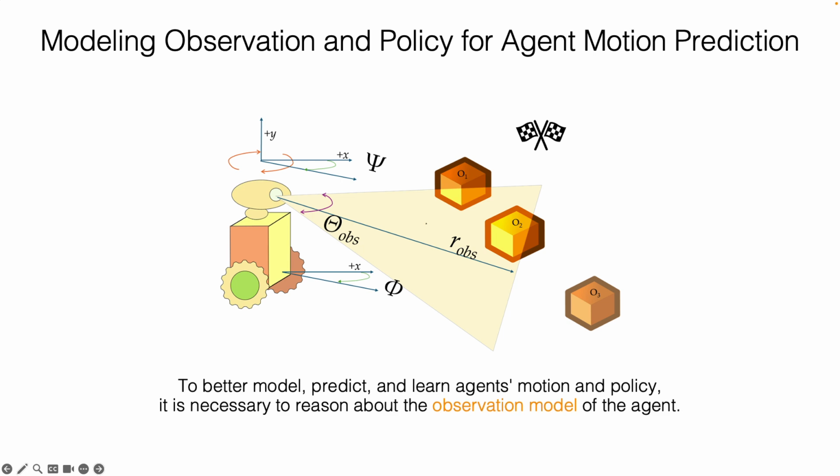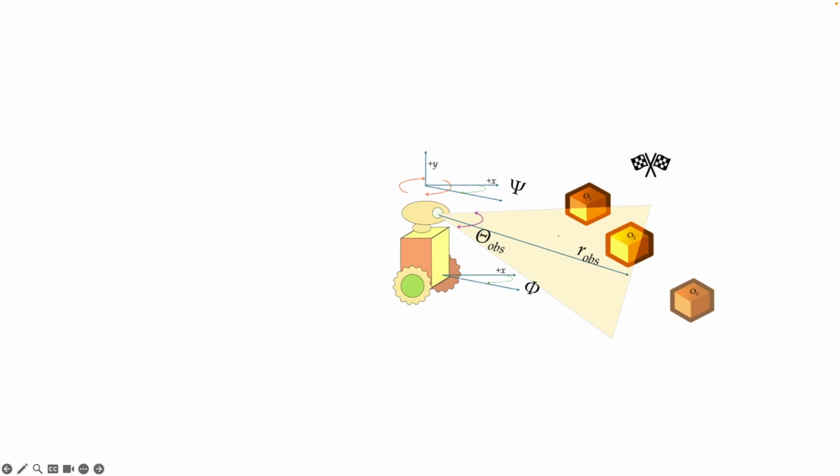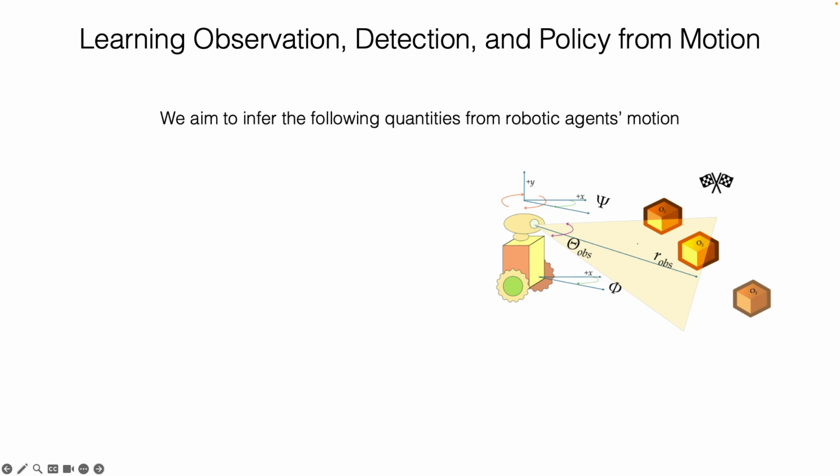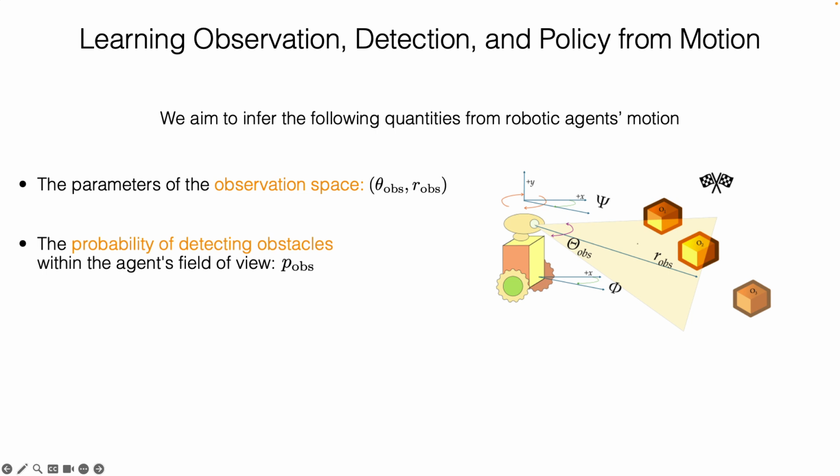To better model, predict, and learn such human-like behaviors, it is necessary to reason about the observation model of the agent and their policies. The problem that we want to solve is, we want to look at the behavior of such an agent moving in environments and infer the following quantities from the robotic agent's motion. The first one is the parameters of the observation space, the probability of detecting obstacles within the agent's field of view, and the agent's motion policy pi.